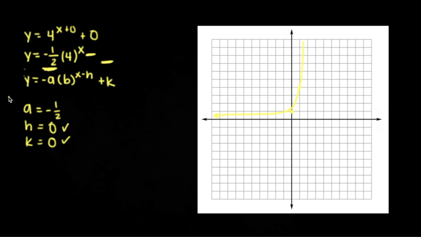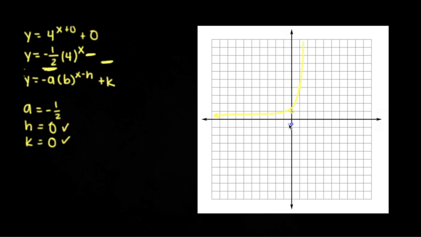Now, to take care of our a, let's remember that our a value denotes a vertical stretch or shrink in the graph, and a negative a value denotes a reflection across the x-axis. So the graph is now moving downwards. Taking those things into account, we can reflect this first point, 0, 1, across the x-axis to the point 0, negative 1, but now we have to compress the graph by 1/2. So 1/2 of 1 is simply 1/2, so we get that point 0, negative 1/2.